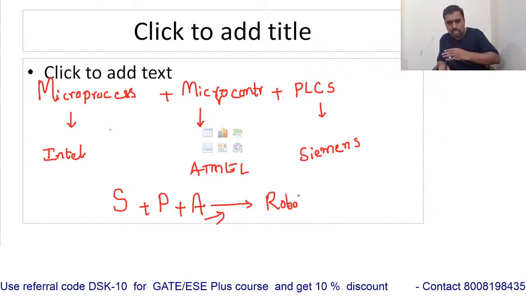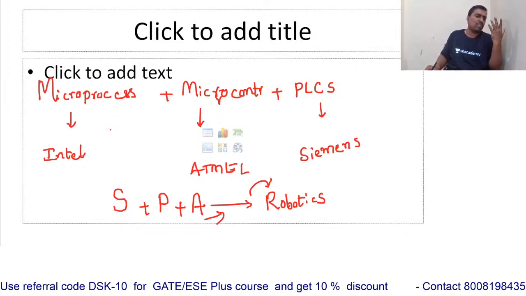The next subject is robotics. Programming and actuators are the beginning for robotics. The ultimate journey ends at robotics. Robotics is a different branch, a diversified branch which combines all engineering, including biomedical also.